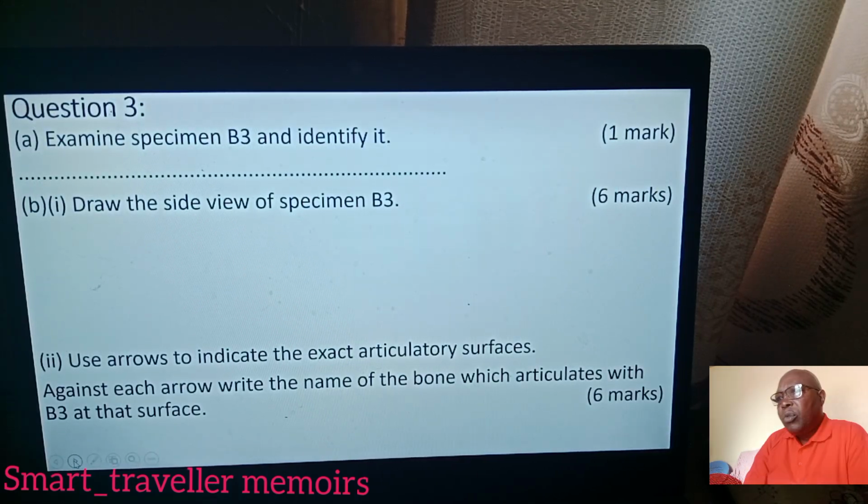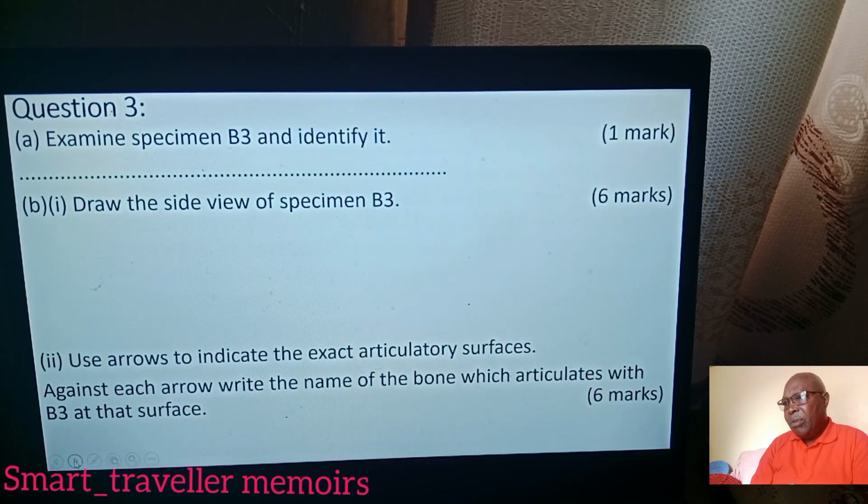And finally, let's come to question number 3. Examine specimen B3 and identify it. Part A, that is B Roman 1, draw the side view of specimen B3. 6 marks. Roman 2B, use arrows to indicate the exact articulatory surfaces. Against each arrow, write the name of the bone which articulates with B3 at that surface. 6 marks.